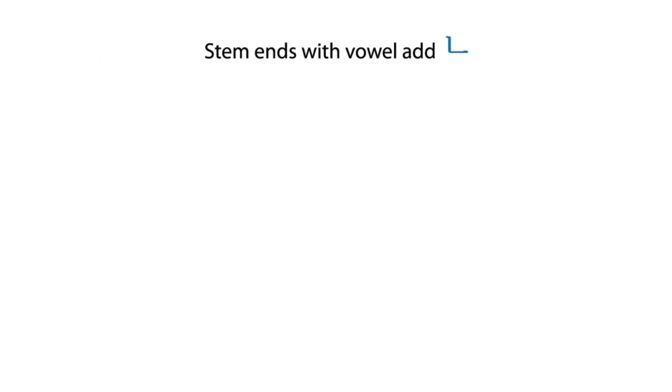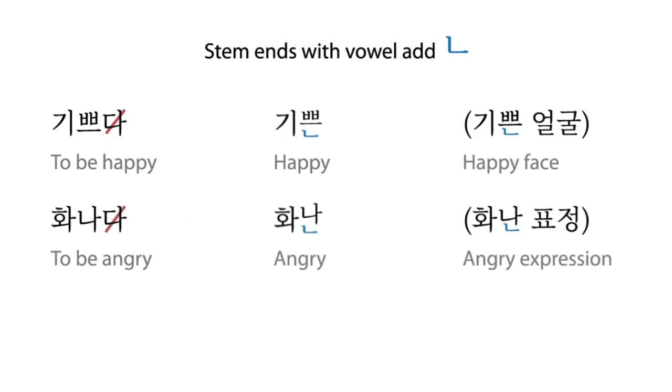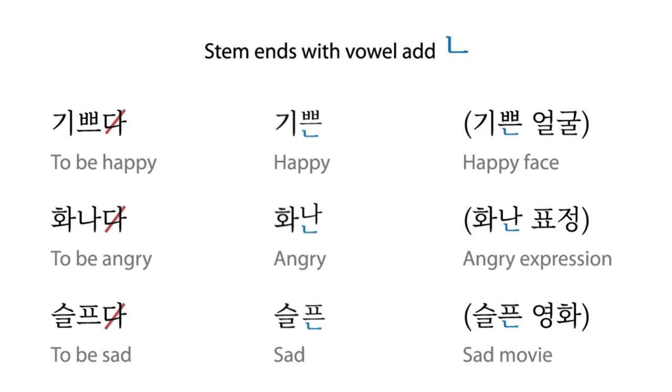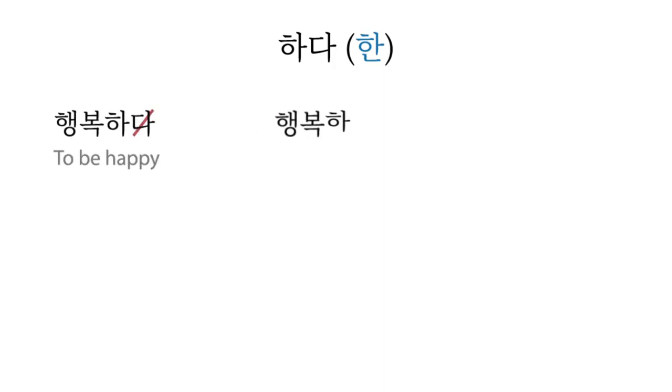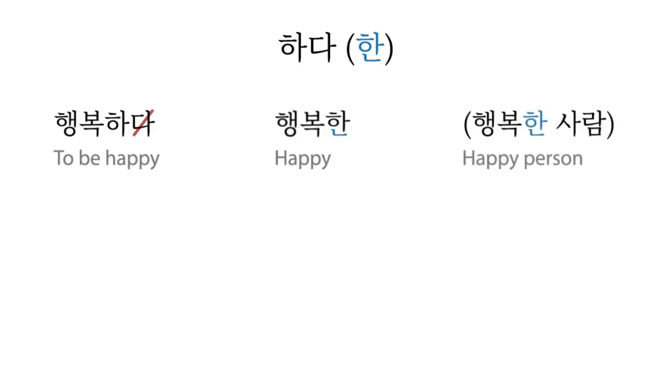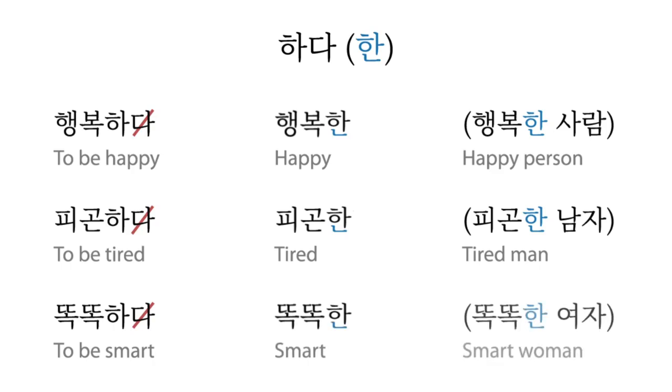If the stem ended with a vowel, we add ㄴ. 기쁘다, 기쁜, 기쁜 얼굴. 화나다, 화난, 화난 표정. 슬프다, 슬픈, 슬픈 영화. Adjectives that end with 하다 also become 한. 행복하다, 행복한, 행복한 사람. 피곤하다, 피곤한, 피곤한 남자. 똑똑하다, 똑똑한, 똑똑한 여자.